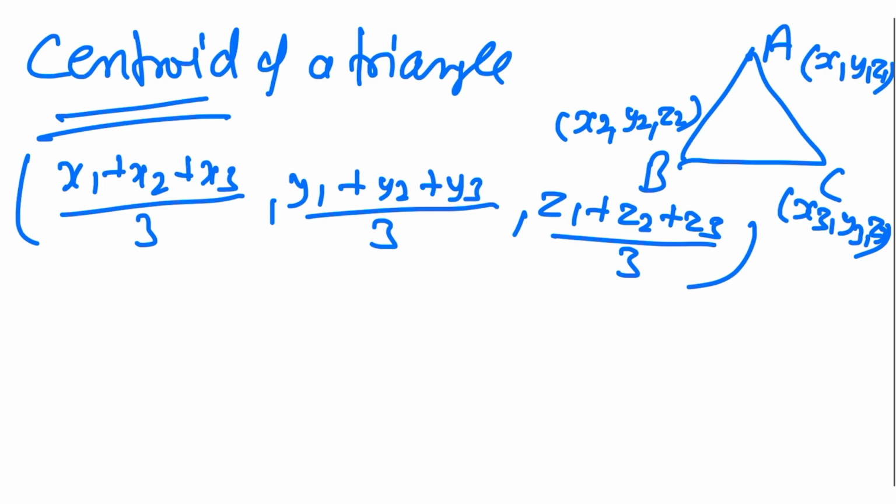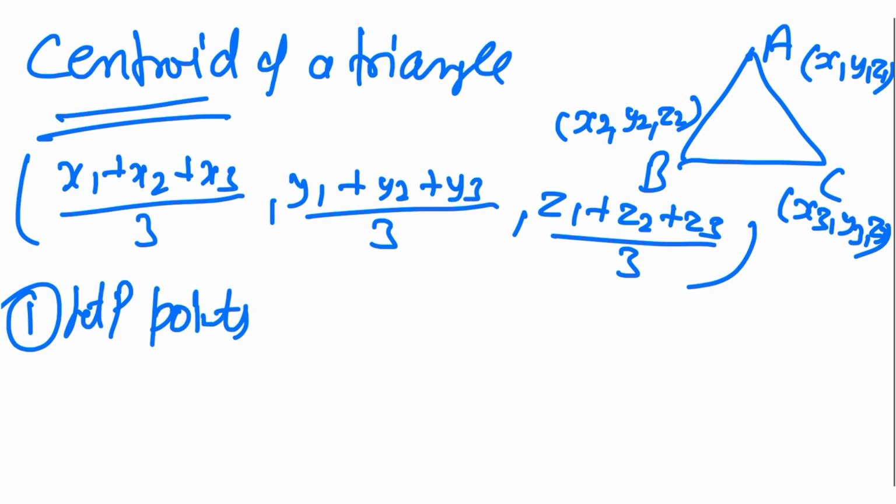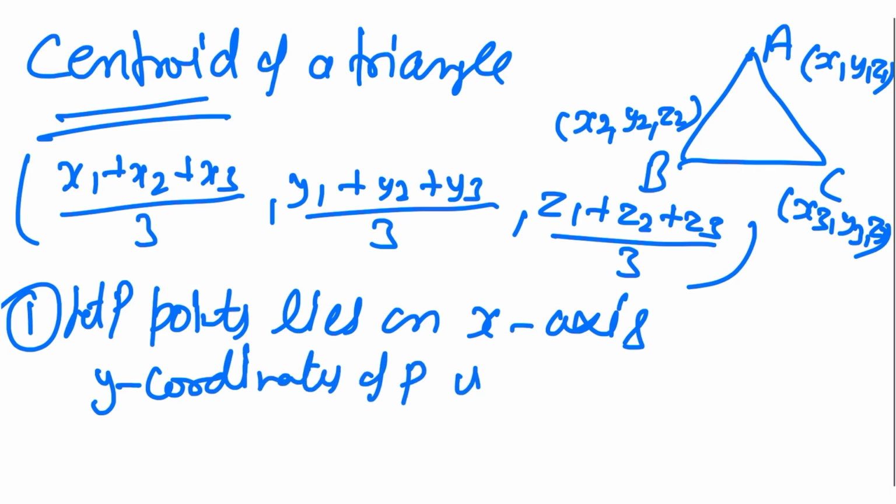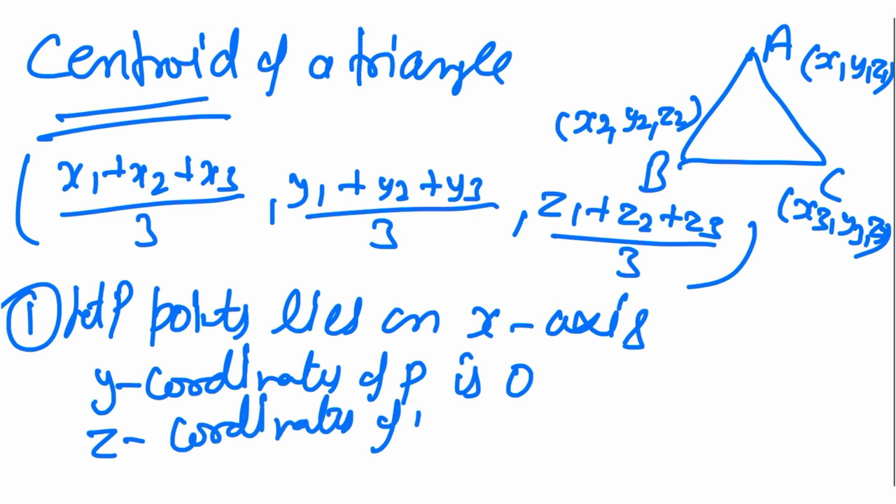Now we have an exercise based upon these formulas. First question: a point is on the x-axis. What are its y coordinate and z coordinate? So if a point P lies on the x-axis, then the y coordinate of point P is 0, and also the z coordinate of point P is 0.